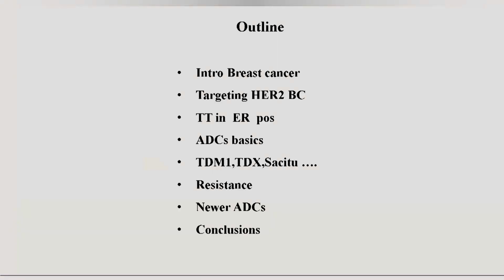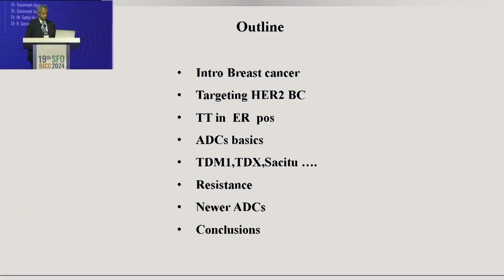So this is going to be the outline of my talk: a little bit about introduction to breast cancer. I'm sure all of you are aware of it, just to put it in perspective. Then talking about how we target some of the things that we are doing routinely, especially the HER2 target, and then look at ER positive breast cancers, and then some basics about what ADCs are, what are the ones that we have today, and a little bit about the resistance pathways that develop when we use ADCs, and some conclusions.